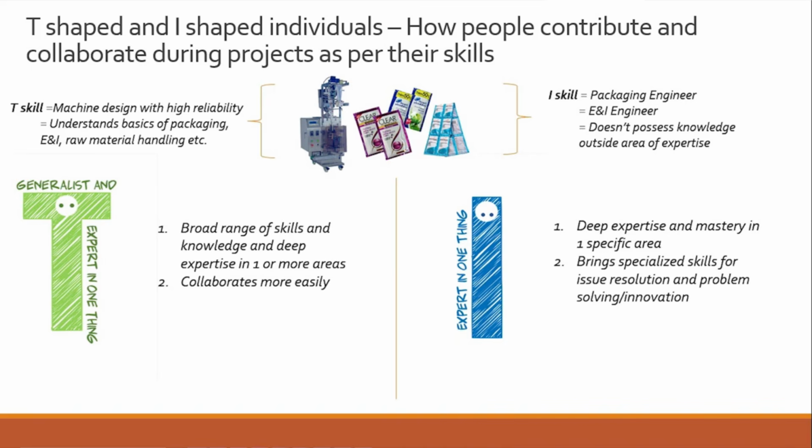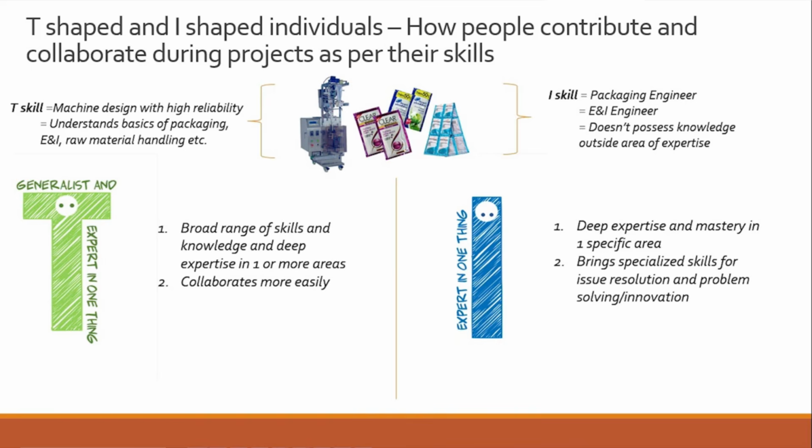But however, when you look at the T-shaped individual who is the machine design engineer, this person does not only have a good understanding of the overall machine design, but also understands the way the machine will interact with raw material, the packaging material, the electronics and communications programming, etc., etc. Okay. Now, in a project, both of these entities of T-shaped individual and I-shaped individual are very, very important, and you need to have a good mix of both of these individuals in a team.